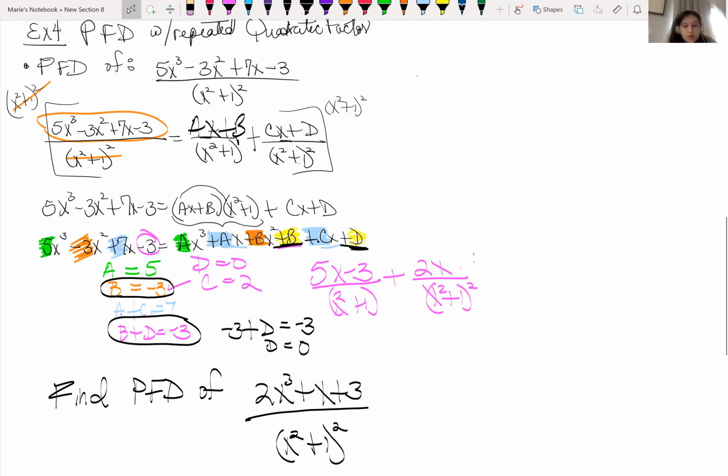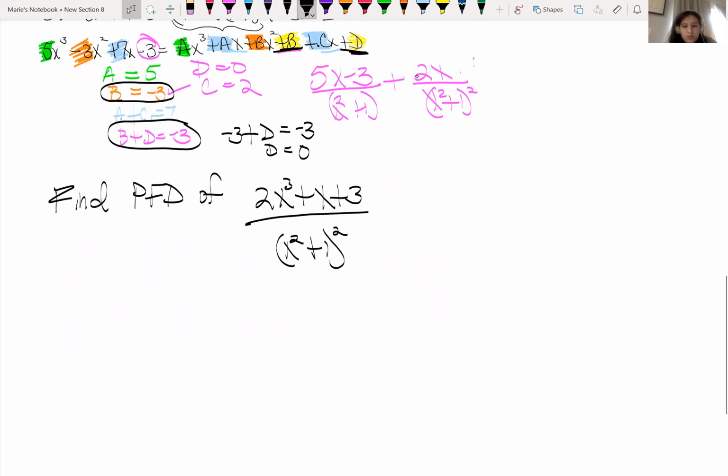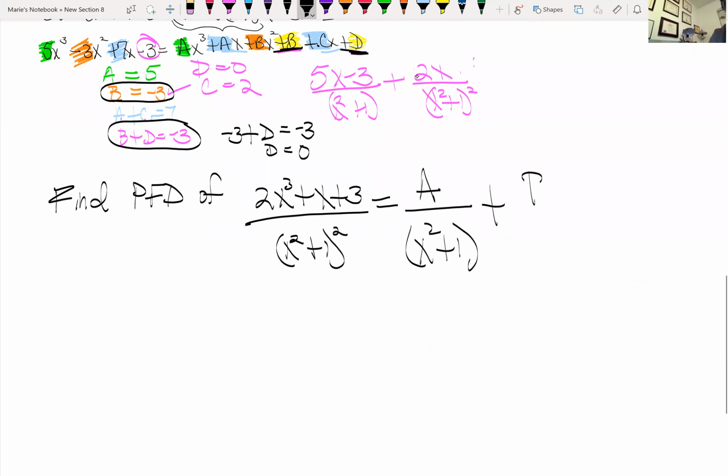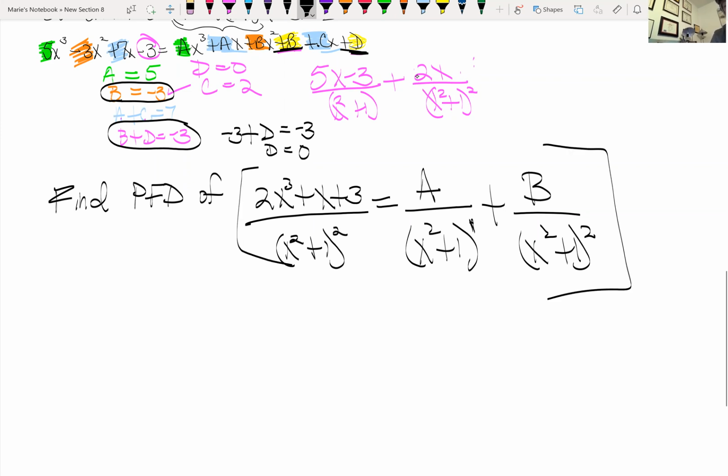Dr. Barrazo, what do we do since there's no x squared in the numerator? Nothing. You're just going to set it up the same way. So you start with a over the single version of this, which is simply x squared plus 1, plus b over the power of 2 of this, which is x squared plus 1 squared, and continue. So after this, remember, you're multiplying by the common denominator, and then it reduces. Keep working. Doesn't matter. We're not dividing anything.